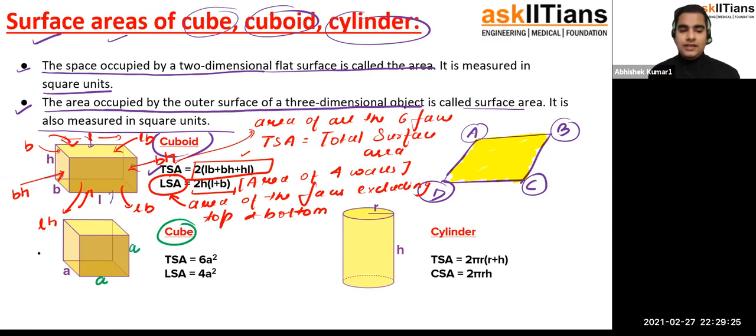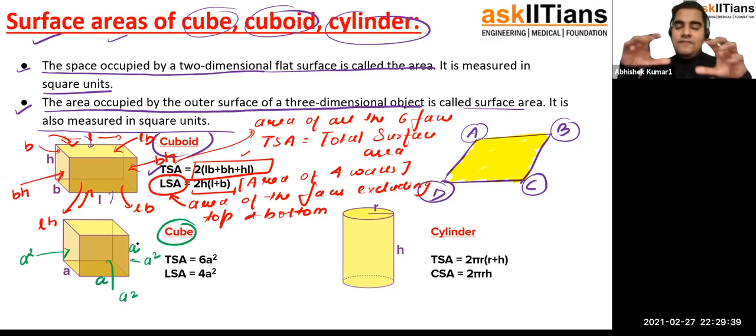If you calculate the area of this face, because the face is square in nature in case of cube, the value is going to be A square. Similarly, the area of this face will be A square. The area of this face will be A square. And overall, how many faces do we have in a cube? The total number of faces in a cube is the same as in a cuboid, that is equal to 6. That is why you have 6A square. That means the area of one face multiplied by 6, because you have 6 faces in total, gives you the TSA, which is total surface area.